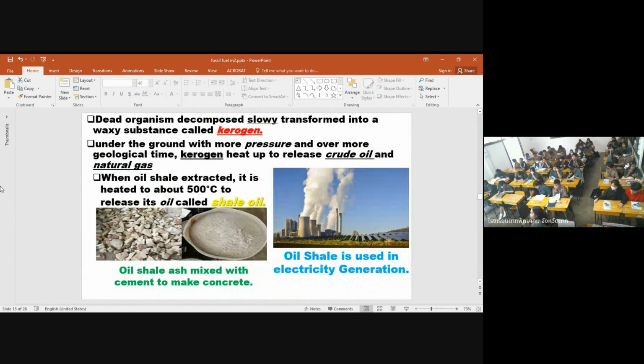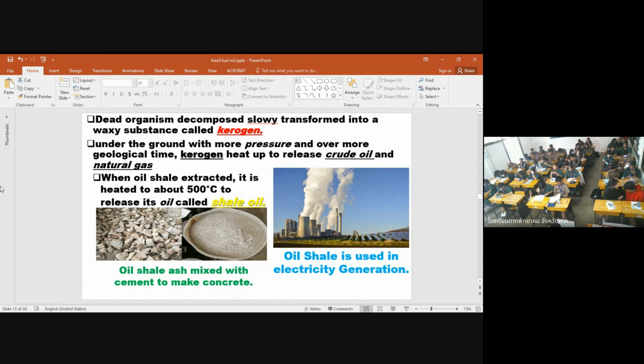The organisms decomposed, then slowly transformed into a waxy substance called kerogen. Remember, when we say waxy, it's like a sticky one, but some of them are shiny. So that is a waxy substance called kerogen. Under the ground, it is subjected to more pressure over more geological time.